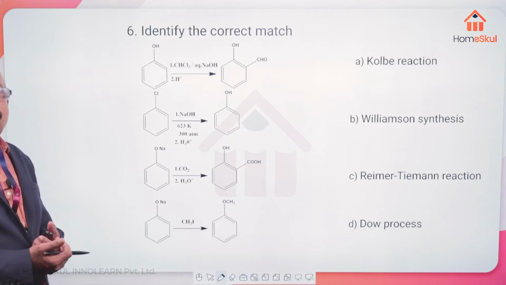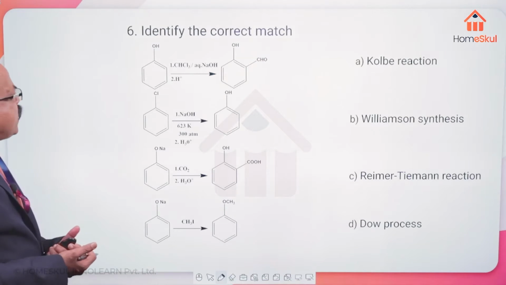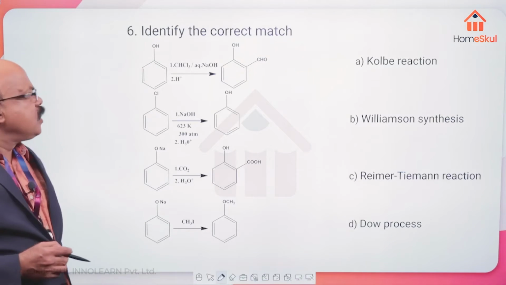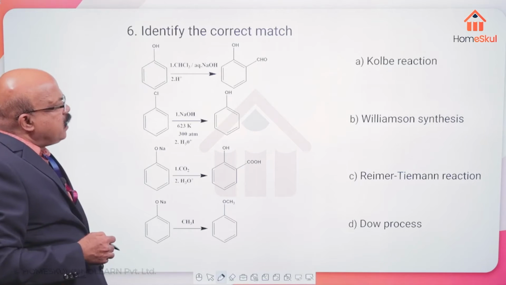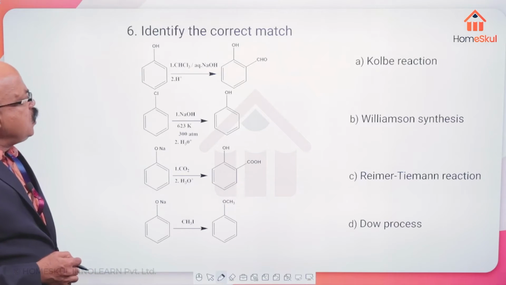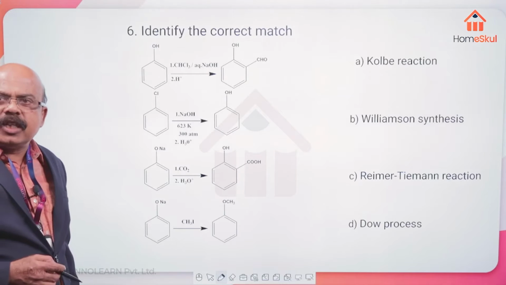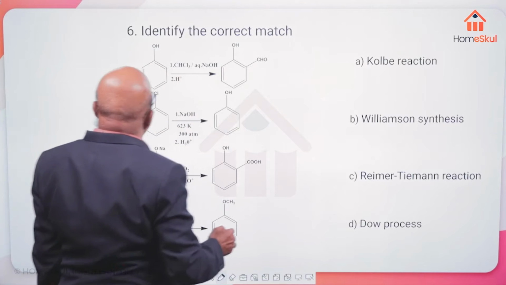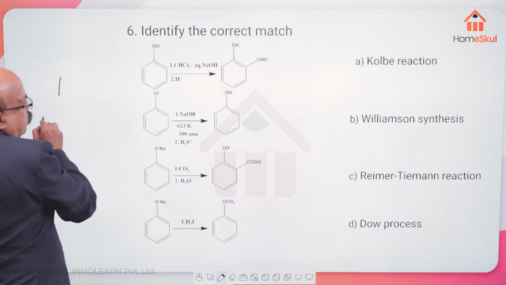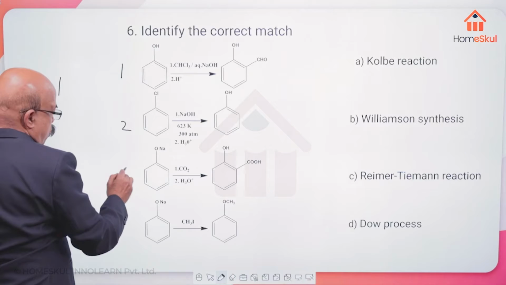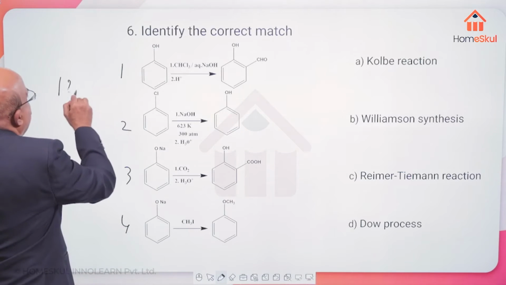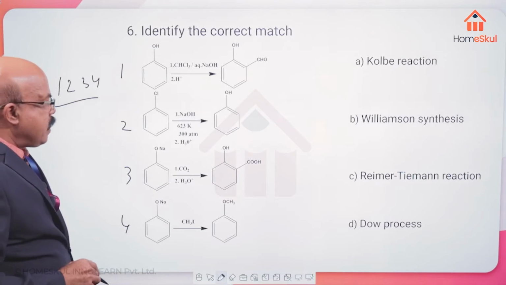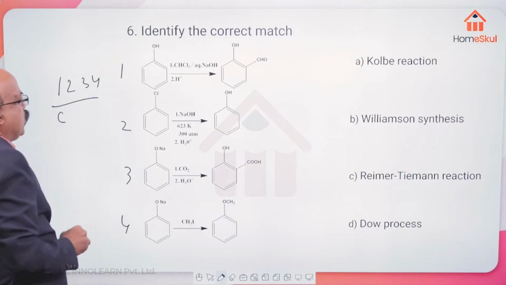Very simple. No need of explaining this reaction. Phenol on treatment with chloroform and aqueous alkali followed by acid hydrolysis gives salicylaldehyde. This reaction is called the Reimer-Tiemann reaction. So this is 1, 2, 3, 4. First one, Reimer-Tiemann reaction, that is 1 to C.